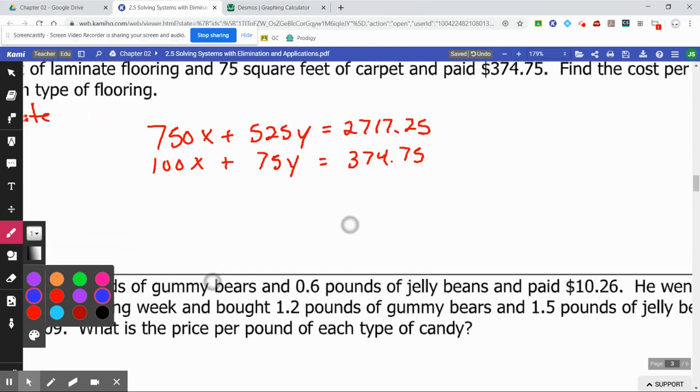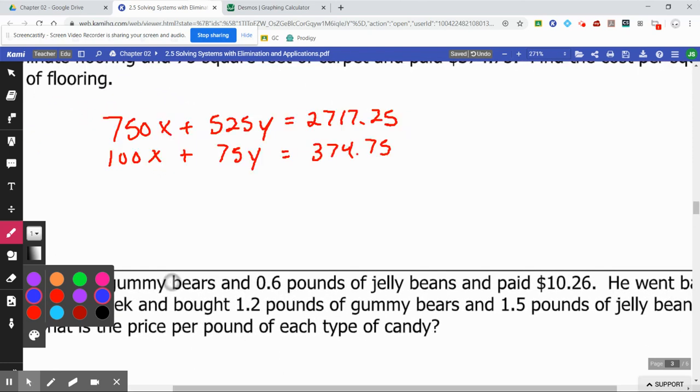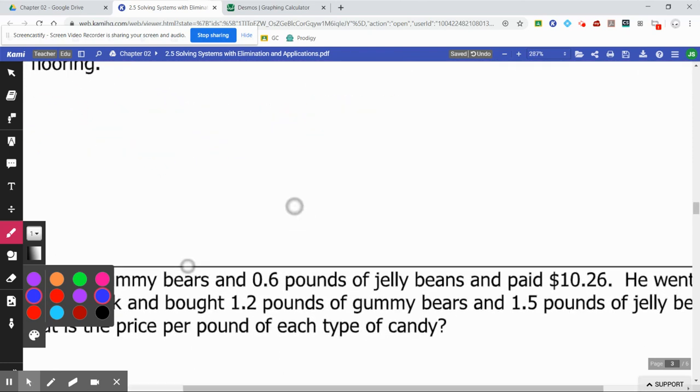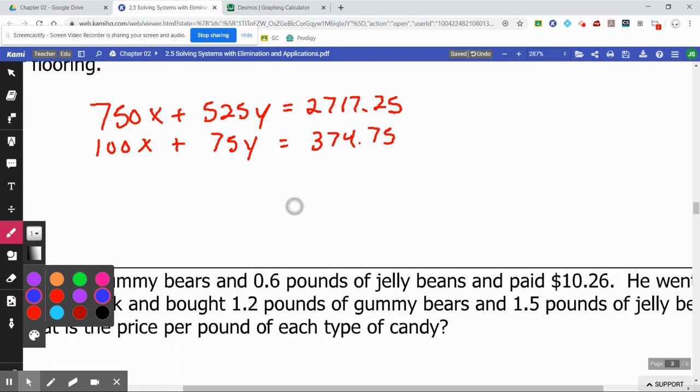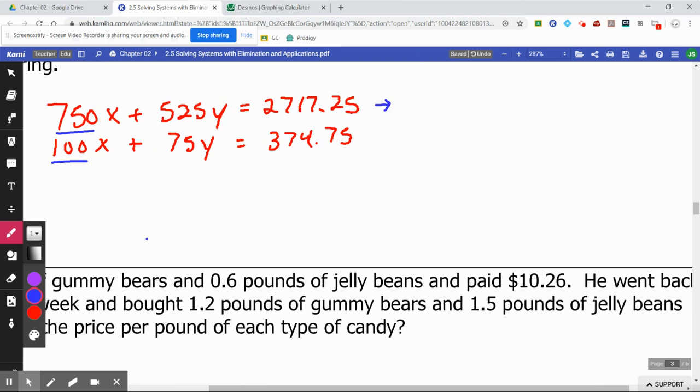Now we'll try to solve this one by hand since we did the graph on the last one. Let me zoom in a little bit. So let's try to figure out X's or Y's, which is going to be the easiest to get the same. I know that if I took my X values and multiplied by 2, that's going to give me 1,500. And I can change this to a 1,500 as well. So let's take the first equation. I'm multiplying everything by 2.